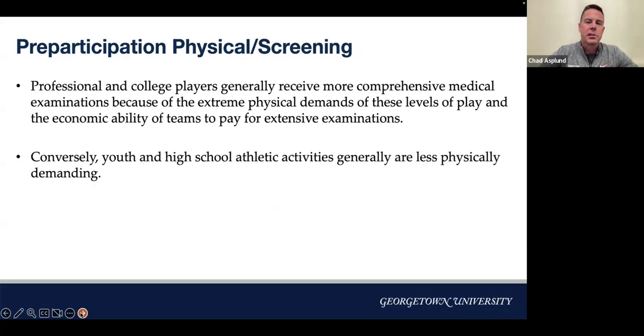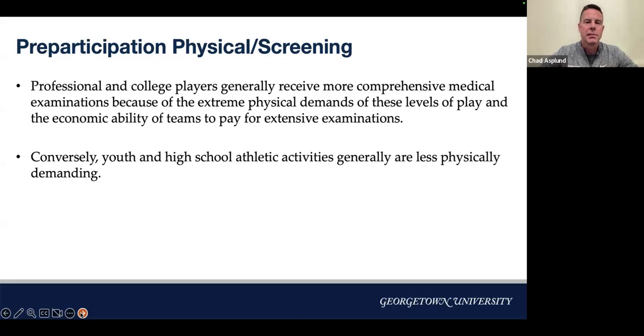As we mentioned, professional and college players generally receive a more comprehensive medical exam because of the extreme demands and the level of play, coupled with the economic ability of the teams to pay for more tests and more exams. Youth and high school athletes generally get less of a PPE, and you look at risk versus benefit in that case. And so as long as, when you are conducting PPEs, you are doing what is considered the standard for that level of play.